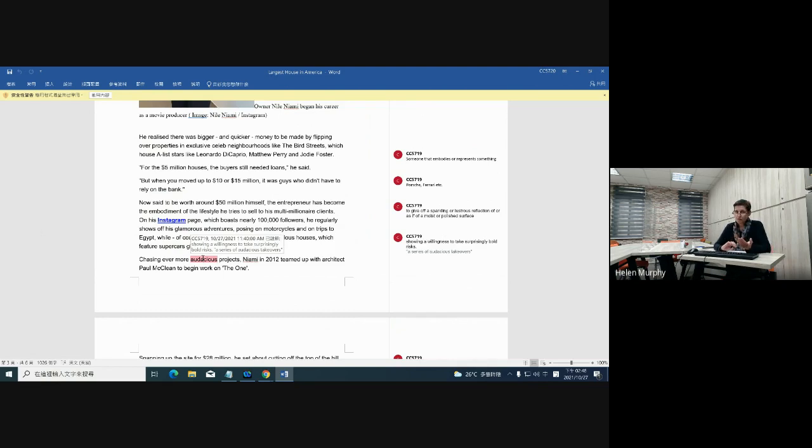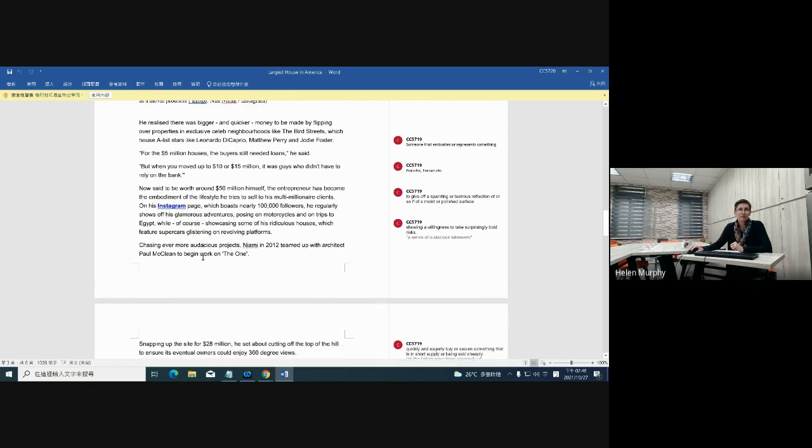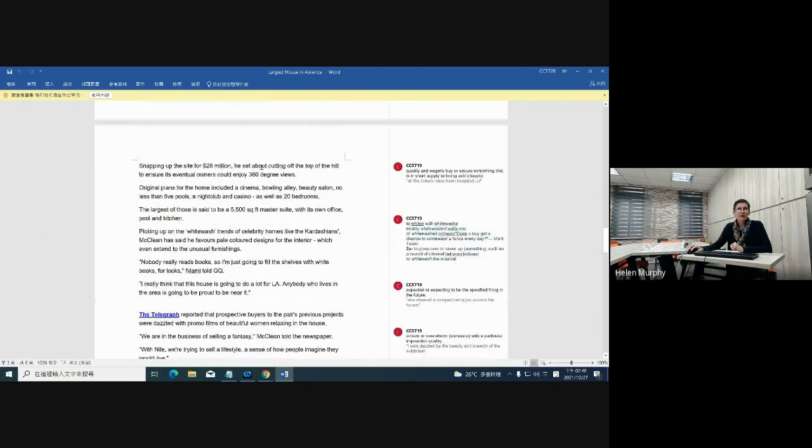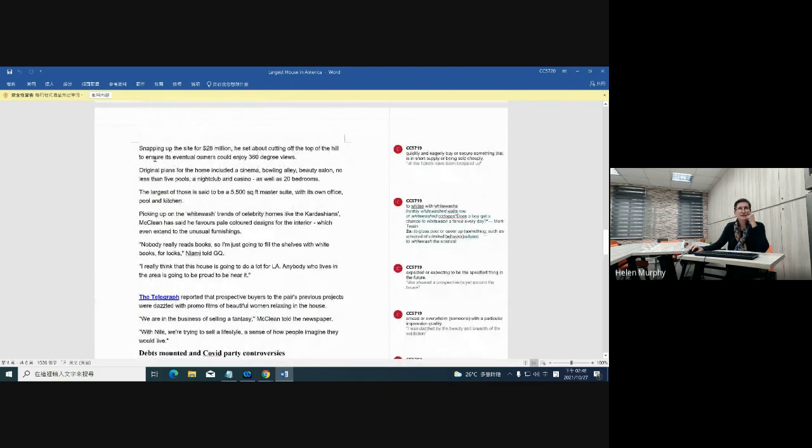So he has obviously undertaken an audacious project because it's so expensive. Okay. Now, and the final page, snapping up or quickly buying the site for 28 million, he set about cutting off the top of the hill to ensure its eventual owners could enjoy 360-degree views. So when we snap something up, it means we quickly and eagerly buy something because it's being sold cheaply or it's in short supply.